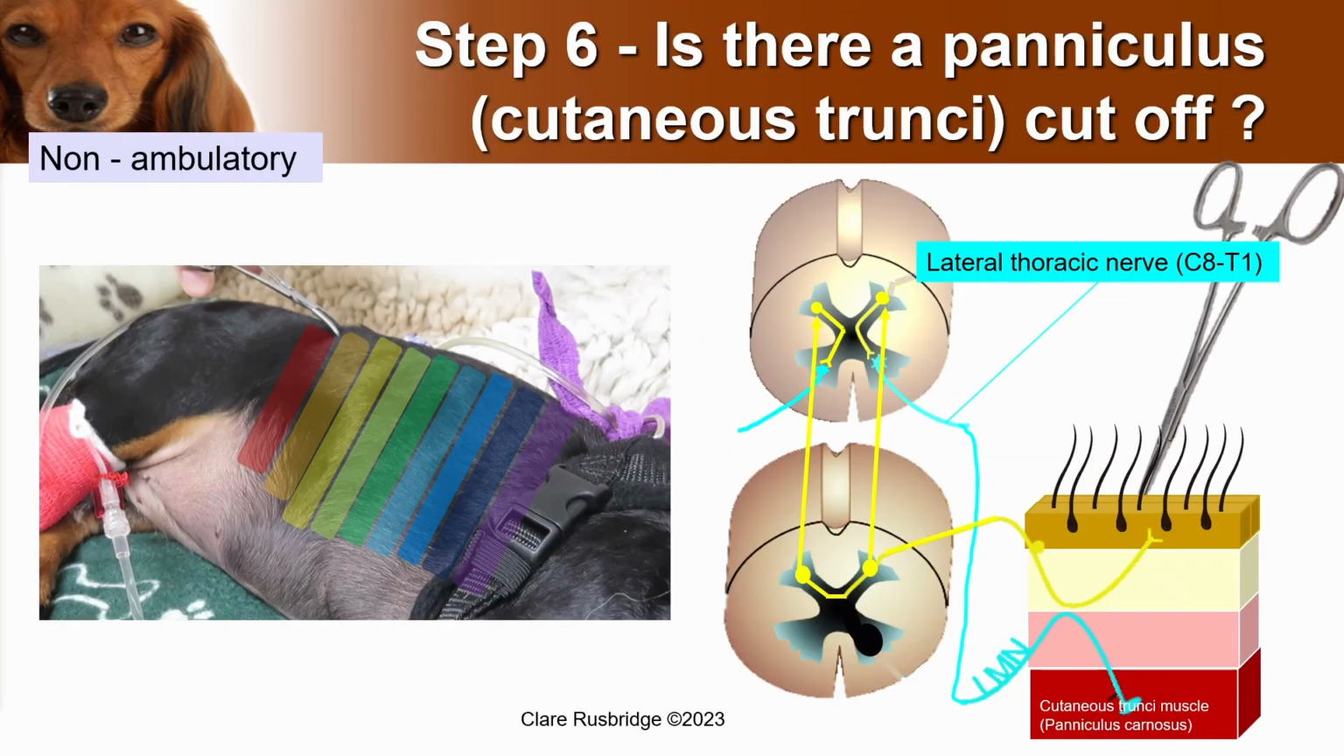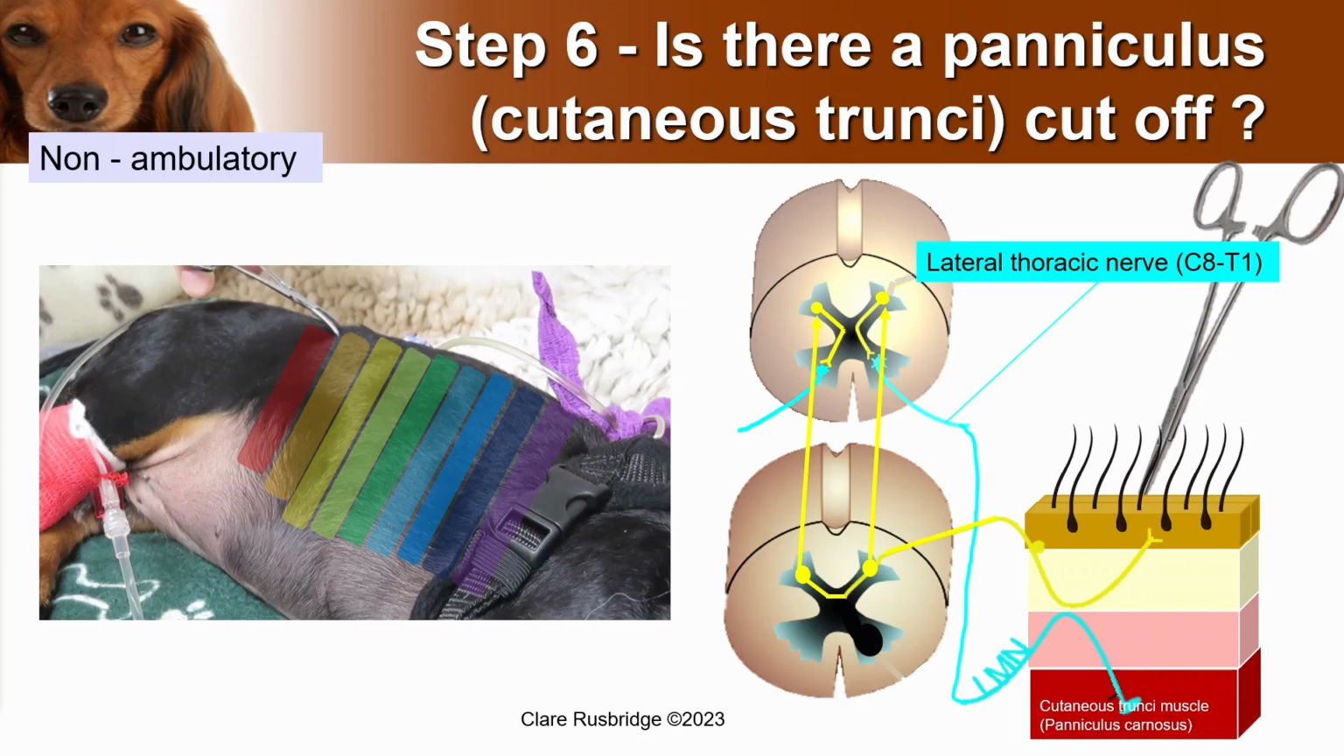So our next step is to determine, in our non-ambulatory animal, because it takes that severe spinal cord injury for it to have been lost, our next step is to assess if there is a panniculus or a cutaneous trunci cutoff. So what is that? Well, the panniculus reflex, or the cutaneous trunci reflex, was something that evolved in quadrupeds to twitch the skin in response to an itch or another clinging noxious insult. So, for example, a fly bite.